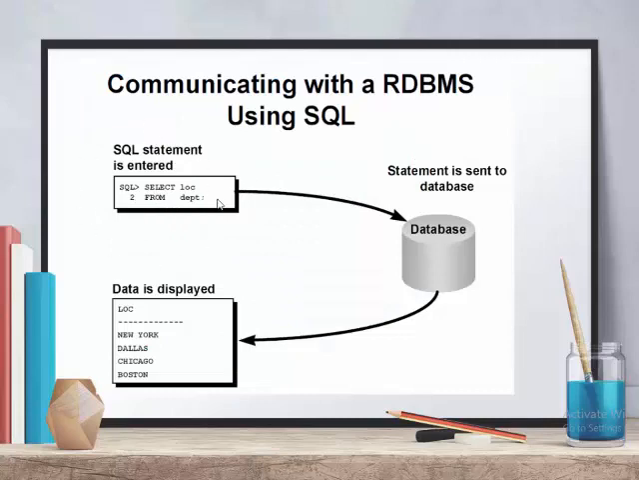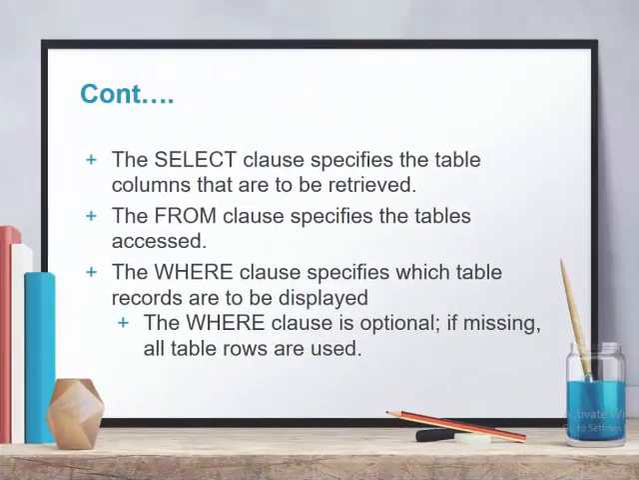Select will select what we are telling. We are using a select statement. The select statement is sent to your database. Database records are fetched and then the values are displayed. So the select clause specifies the table columns that are to be retrieved. The from clause specifies the table to be accessed. The where clause specifies which table records are to be displayed.